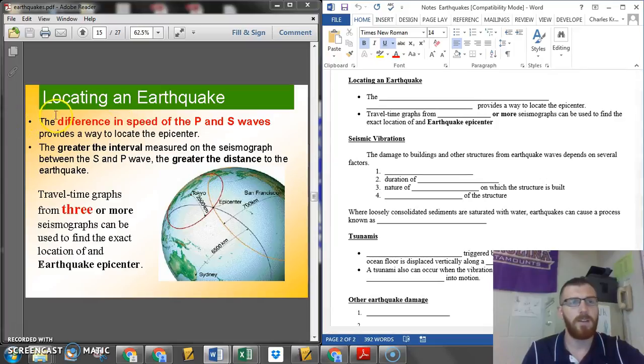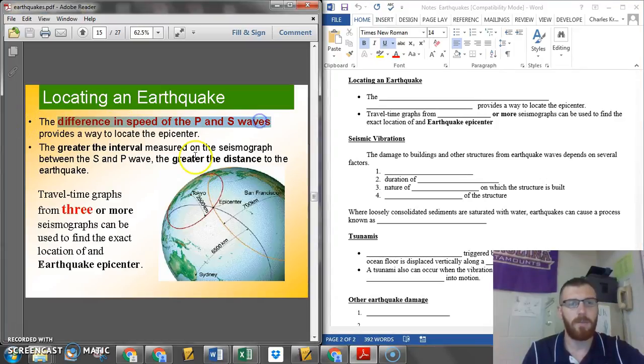Get to the right notes. The difference in the P and the S waves provides a way to locate the epicenter, and we'll do an activity in class where we try to locate P and S waves and determine where the earthquake started and how long it took to get there.